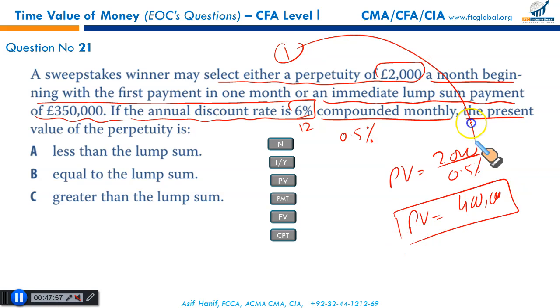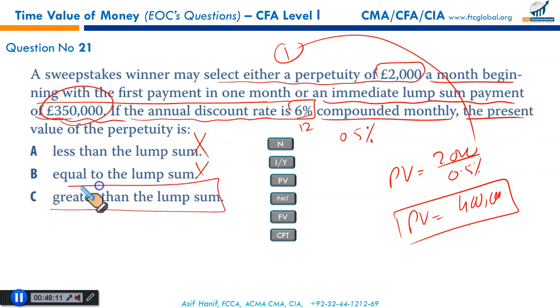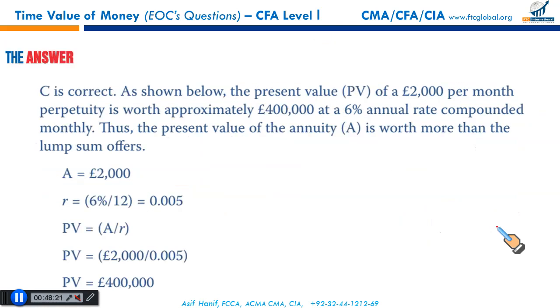It is $400,000. Now either you have this option to take $2,000 per month for perpetuity, or you accept this amount, $350,000. Which of these is higher? Of course, the present value of perpetuity is higher. It is not less than the lump sum. It is not equal to the lump sum. It is in fact greater than the lump sum. So the investor would consider this option because it gives you a present value which is higher than the single amount of $350,000. That is C.